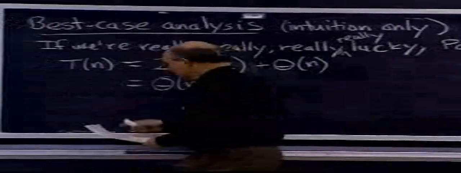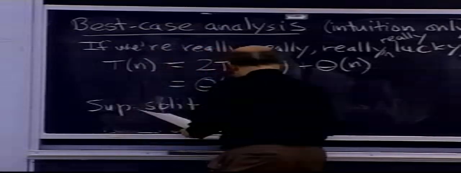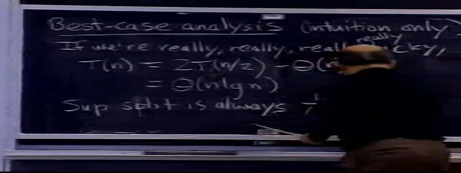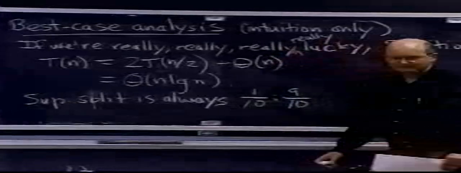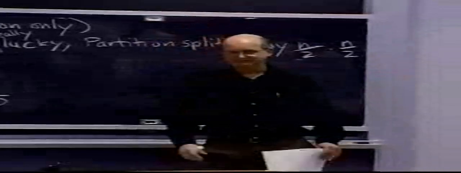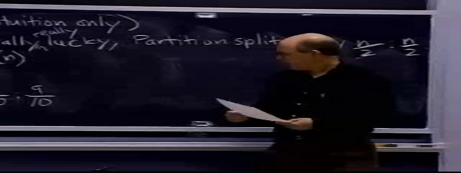Suppose that we're not really, really lucky. We're just maybe lucky. Suppose that the split is always 1/10 to 9/10. Because it doesn't cut it in half, it only shaves off 10%. Okay, that's pretty much towards the outlying. That's almost like just cutting off 1. Okay, which is what happens in the worst case. Okay, but you're way off. Okay, what recurrence do we get?